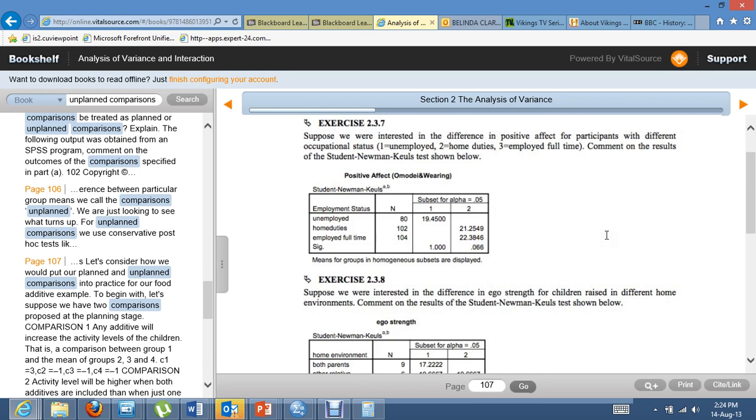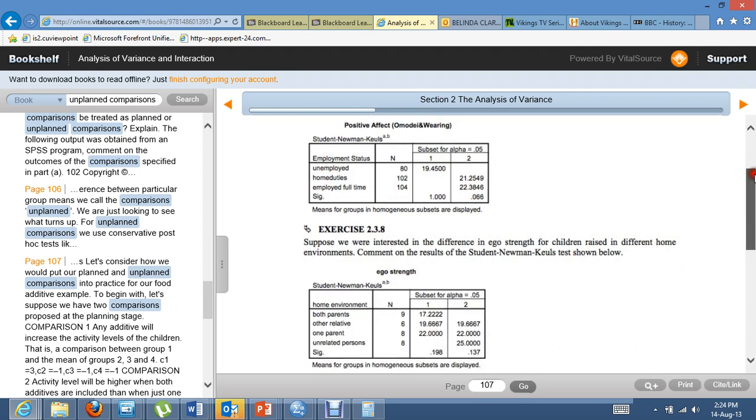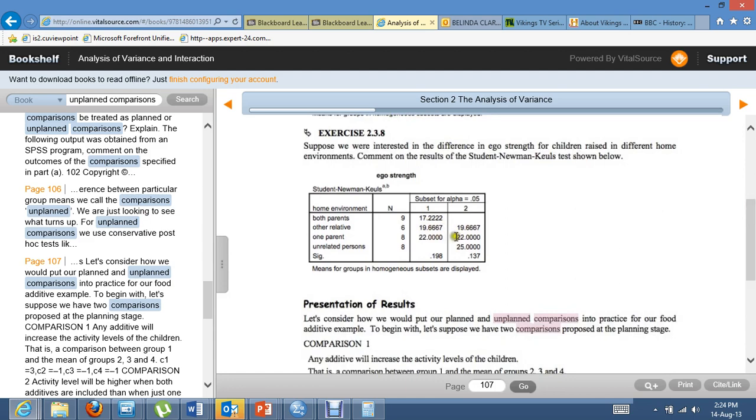So you would say a post hoc Student Newman-Keuls test, in brackets alpha equals 0.05, shows that mean positive affect for unemployed people is significantly lower than the mean positive affect of those conducting home duties or employed full-time, whereas the mean positive affect of these latter two groups did not differ significantly. Now here's a more complicated one where you've got some groups in two columns. What that means is that these groups did not differ significantly from the groups in the same column.